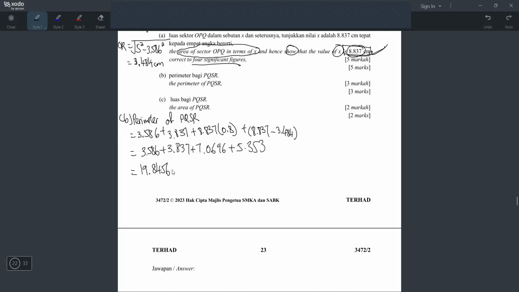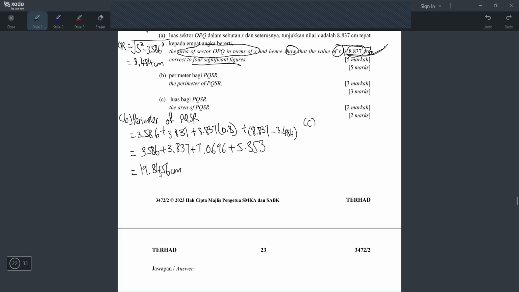19.8456. You can also write 4 significant figures, which means 19.85. But actually, if you write more, it's better. The reason why I write more than 4 significant figures is because the calculator never gives me a lot of decimal places. It just stops here. So when it just stops here, I will just write extra for them.